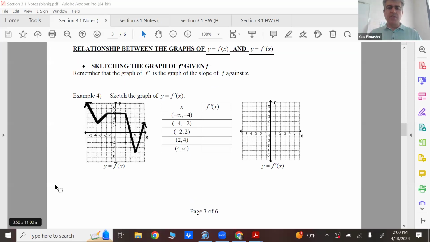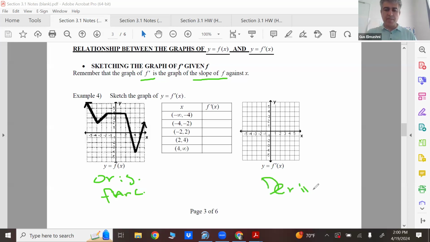All right, let's understand the relationship between the graph of f and the graph of f prime. Remember, f prime is just the slope of f. That's all it ever is. So let's say the graph to the left is f, the original function, and that's the derivative, right? We're going to graph the derivative from the original.